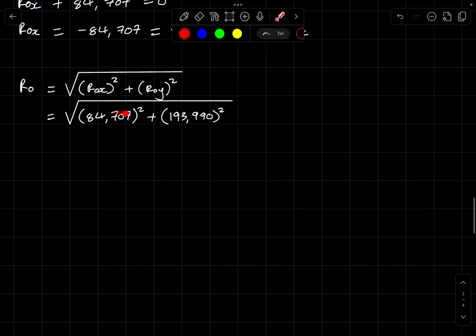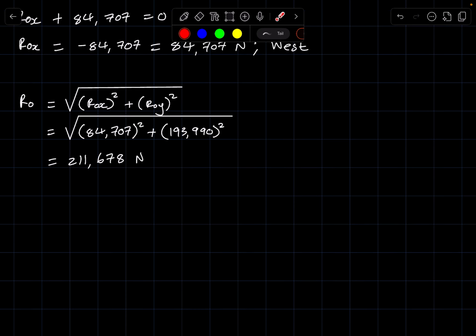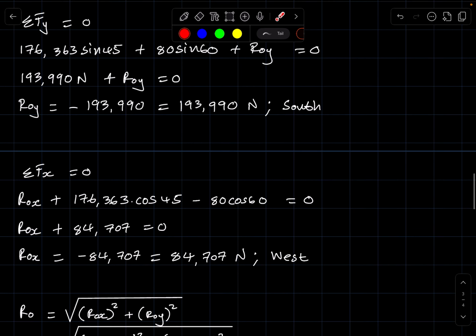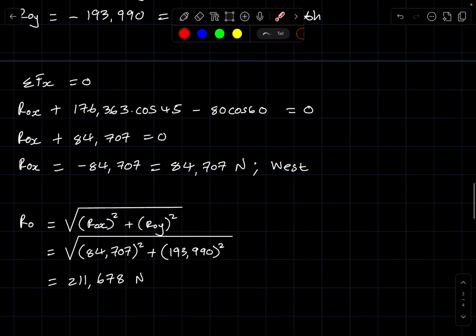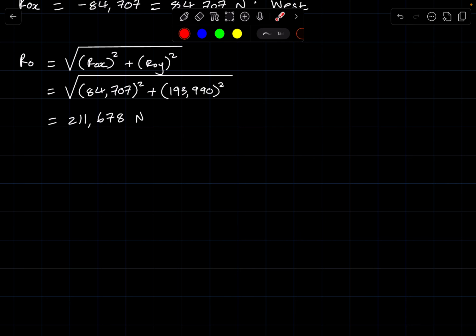And then if you punch this in your calculators, you should get 211,678 newtons. This gives us the magnitude of the reaction force. To pinpoint the direction, we have to calculate the angle in which it is acting. We already know that it is in the third quadrant. That has already been established. But to pinpoint exactly where it is acting, we need to calculate the angle.